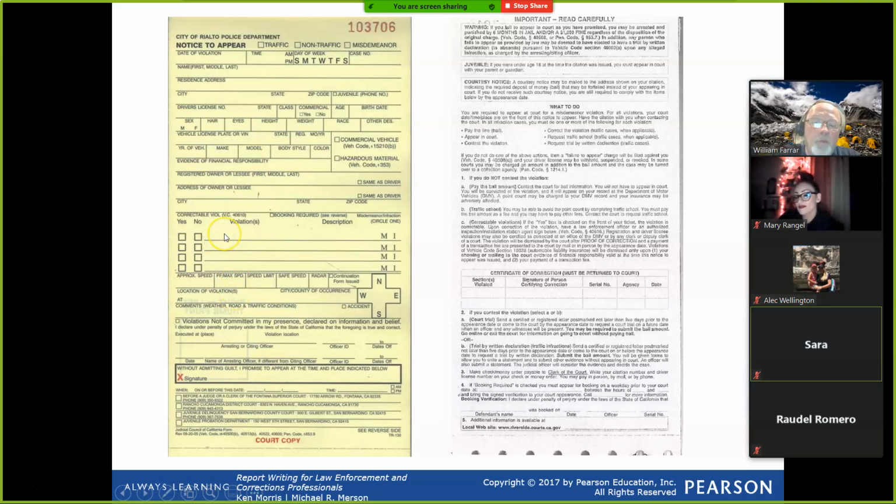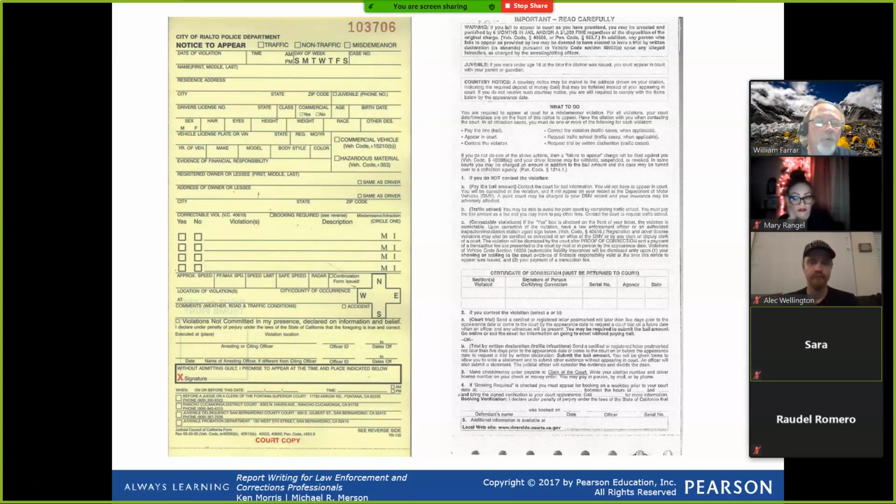So if you wanted to, again, you have discretion, but you could check correctable. You'd put the violation. It'd be an infraction. So you circle the little I, and that would be it. So, tinted windows, you put the violation and then the description. You just put tinted windows. And that means that they could actually get the ticket fixed.